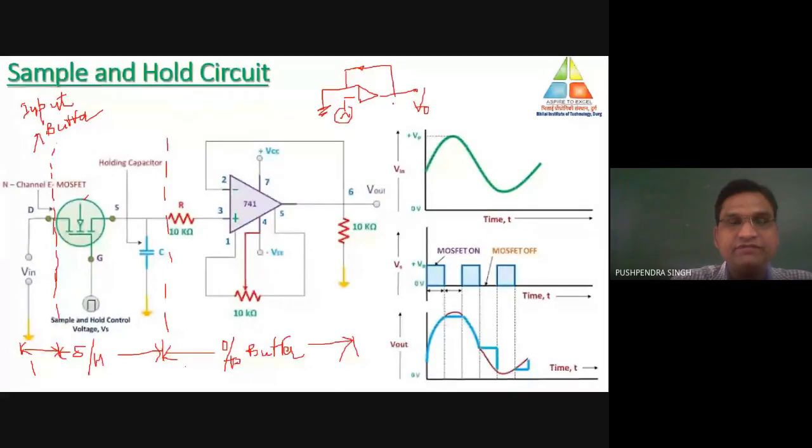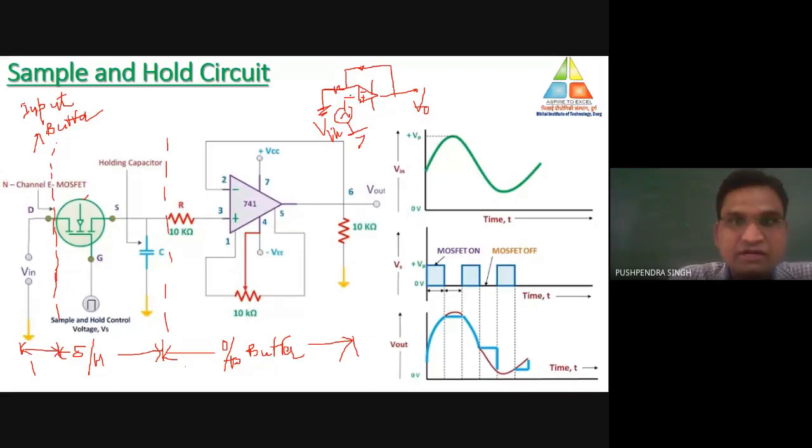This figure is not that clear to all of you, but try to write this down. At the non-inverting terminal, we are supplying the input sinusoidal waveform. So this is a basic input buffer circuit. Whatever voltage is at the non-inverting terminal, the same voltage you will get at the output terminal of the operational amplifier due to this voltage follower action.